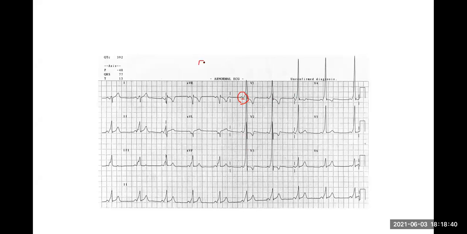I'll enlarge this for you. So usually what happens is like this. So what's happening here is you have this, and this is called the delta wave. This is Wolff-Parkinson-White syndrome, and it can be associated with various complicated arrhythmias. Again, that is postgraduate stuff.